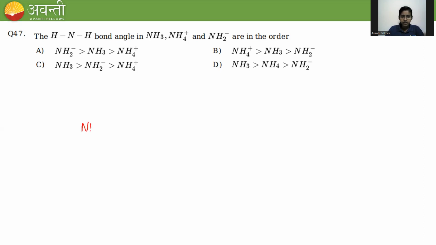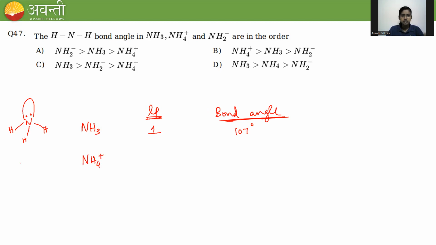So coming to NH3, we have one lone pair in NH3. NH3 has one lone pair, and the bond angle for NH3 is 107 degrees. Okay.